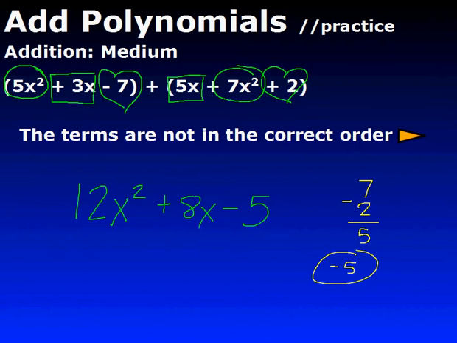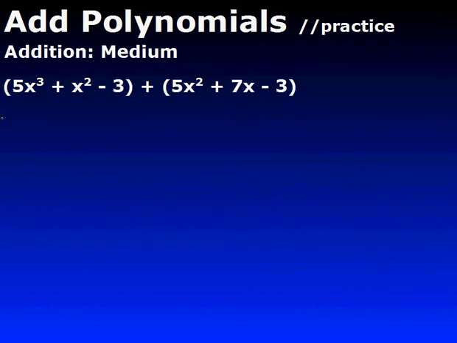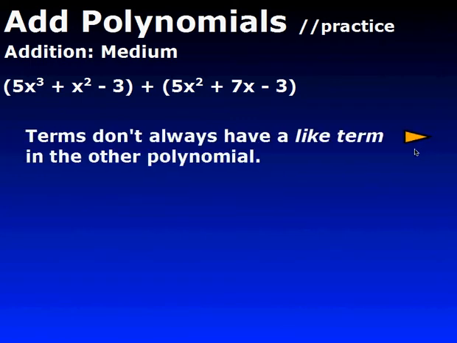Let's try another medium addition problem. What's tricky about this one? There's not always a like term in the other polynomial. Let's begin by scanning for our largest exponent. I see an x to the third, and there's just one of them. So we'll circle that term. There's only one, nothing to add or subtract, 5x to the third.